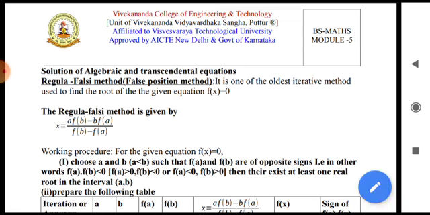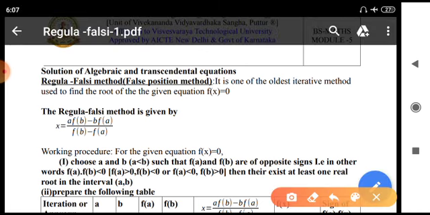The regula falsi method is given by the formula x equal to a into f of b minus b into f of a, whole divided by f of b minus f of a. This formula is very important to work out the problems. That is, x equal to a into f of b minus b into f of a, whole divided by f of b minus f of a.